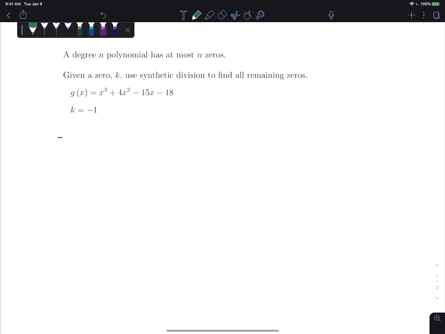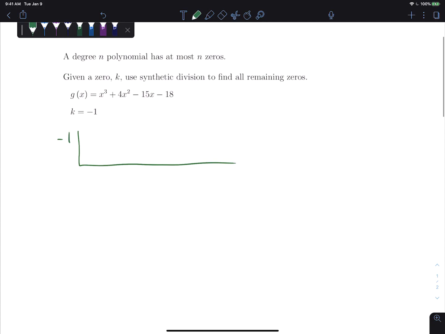So we're going to start out with the -1 and then an upside down division. Notice that we're not missing any of the terms here, so we're not going to need to include any extra zeros. So we're going to have 1, 4, -15, -18. Bring down the 1, multiply, add, multiply, add, multiply, and add. Excellent. Now, we've just proven that this -1 is, in fact, a 0 of the polynomial function here.